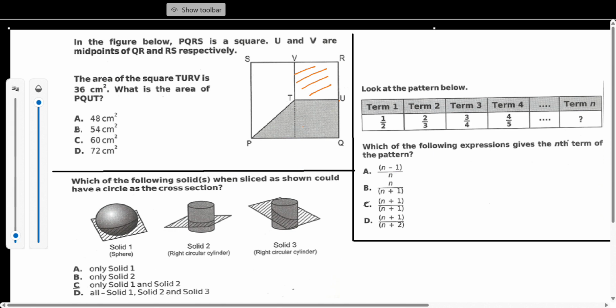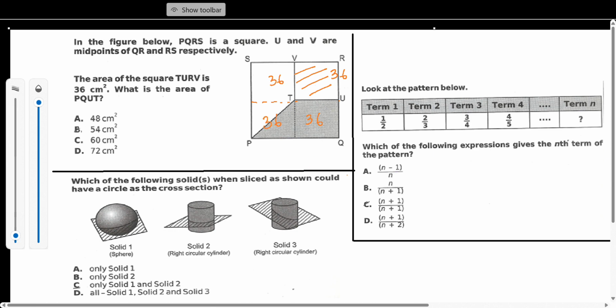So it looks like a trapezium. Basically, we need to get the area of this square plus this triangle. If you see, since V and U are midpoints, the square UTVR is exactly 1/4 of the big square. So if this is 36, this ought to be 36. You had a line here, this 36 and this bottom also 36.